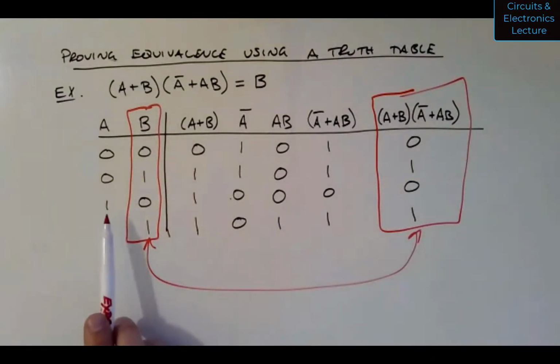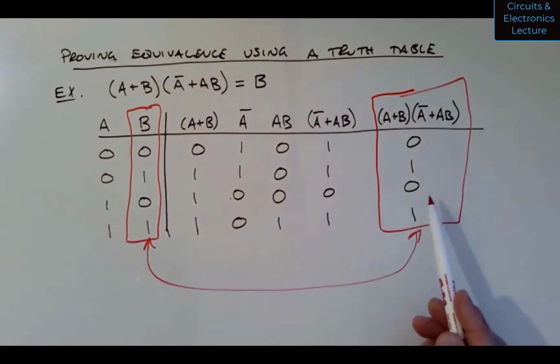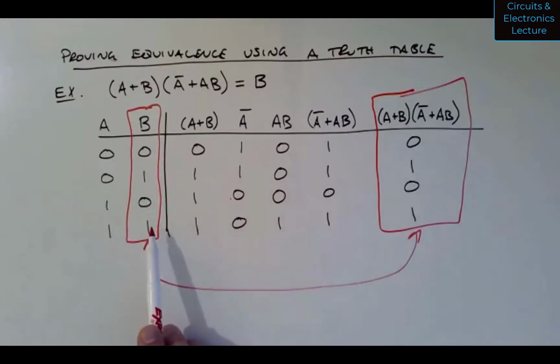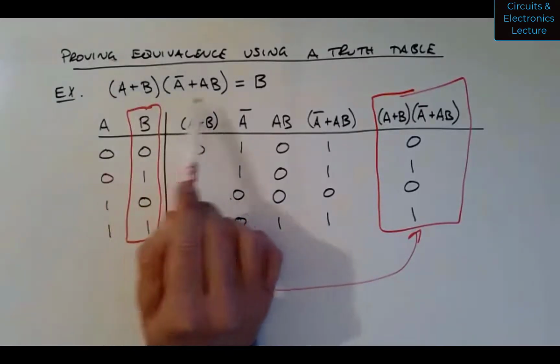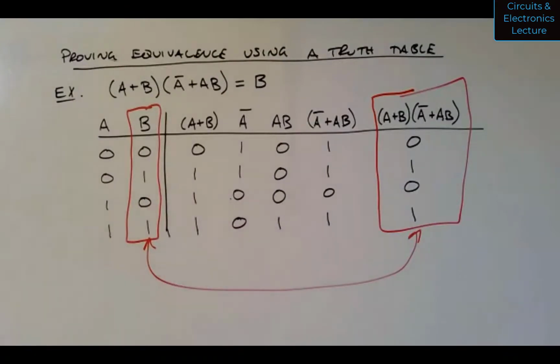So no matter what value A is, the value of this expression on the right always equals B. It's always the same. So what we've done with the truth table is prove that this complicated expression on the left really is just equivalent to B. And this is one way of doing that.